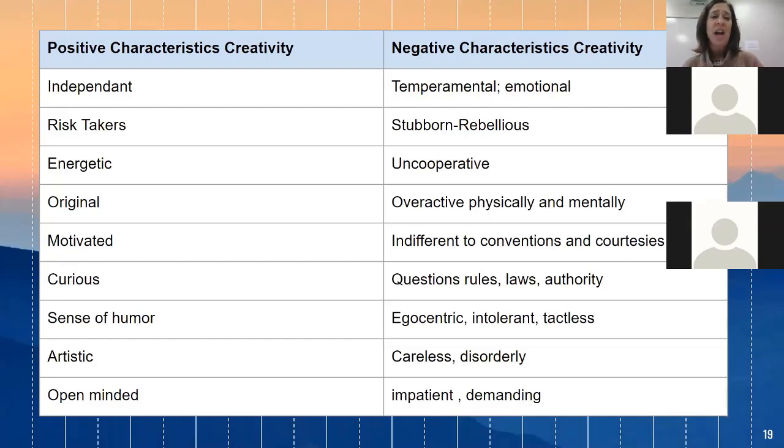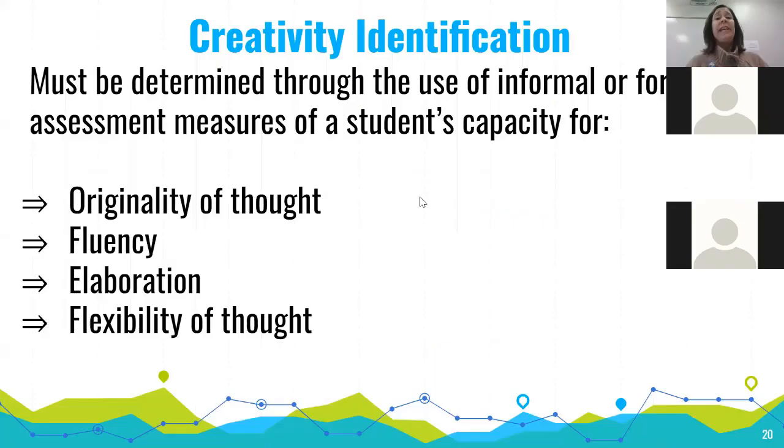So take a look at the positive side. Again, we're seeing some common things. There's that energetic piece. Independent, original, they're funny. A lot of times they're those kids, especially little kids, who get sarcasm a lot earlier. They try to use sarcasm. That's a sign that they're actually creatively gifted, because they're able to pick up on that at a younger age. Keeping in mind that when you're identifying for creativity, you must measure either informally or formally these 4 areas: originality, fluency, elaboration, and flexibility of thought.